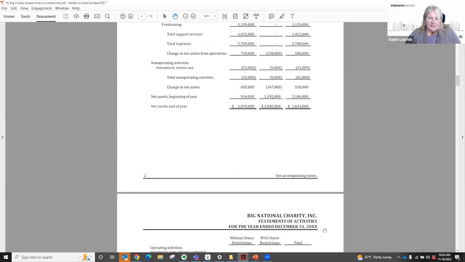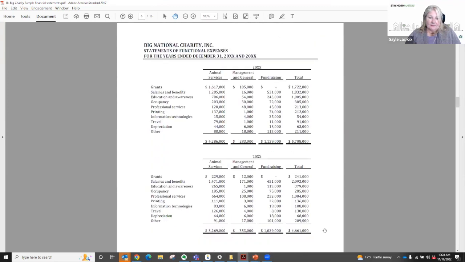So if you flip down to the statement of functional expense, you'll see that now we're showing the expenses by type, right? So you'll see that we actually provide grants to other agencies who might do some of the work, subcontract work for us. We pay salaries and benefits. We have education classes that cost us money, occupancy, depreciation, and so on. And if you take a look, that total should still be the same 4.286 that you saw in the statement of activities. But now you can see what we're actually spending the money on.